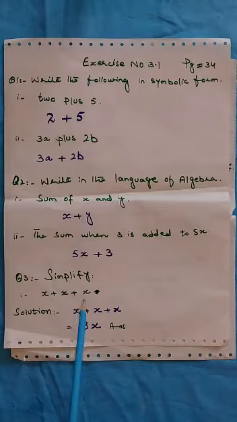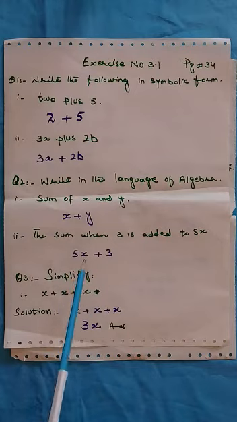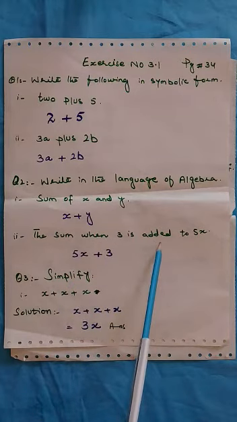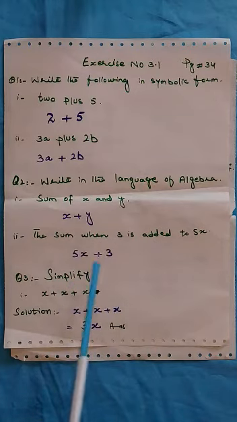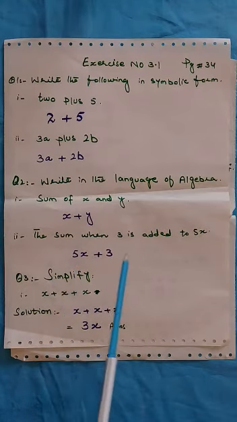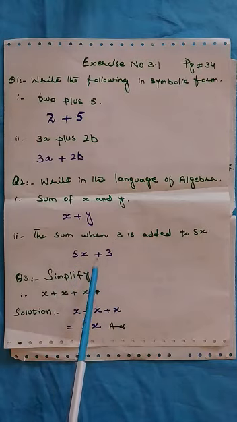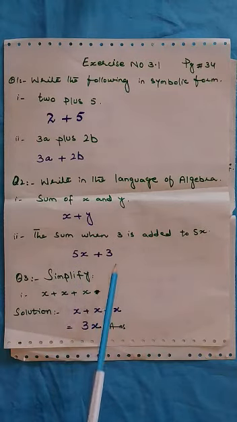Students, note, if we write 3 plus 5x, it will be wrong. Why? Because the statement is that 3 is added. So 3 is added to 5x. So we will write 5x first, then plus 3 is added. So plus 3. Right? Okay.